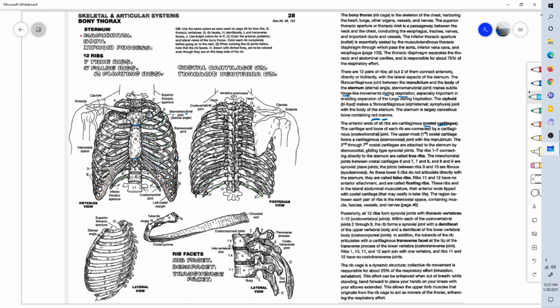The cartilage connects with the ribs here at a little joint called the costochondral joint. Costochondral. Costo meaning rib over here, and chondral meaning cartilage. So it's the bone of the rib and the cartilage meeting together in a costochondral joint.